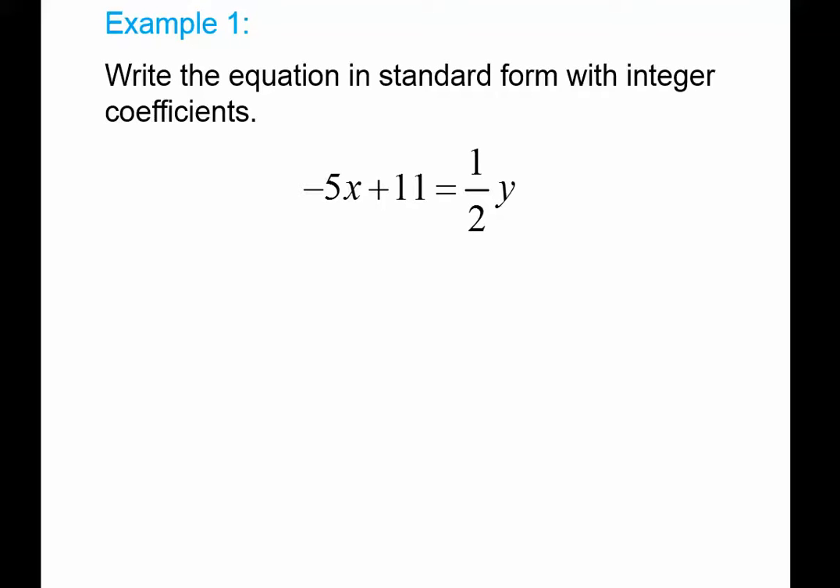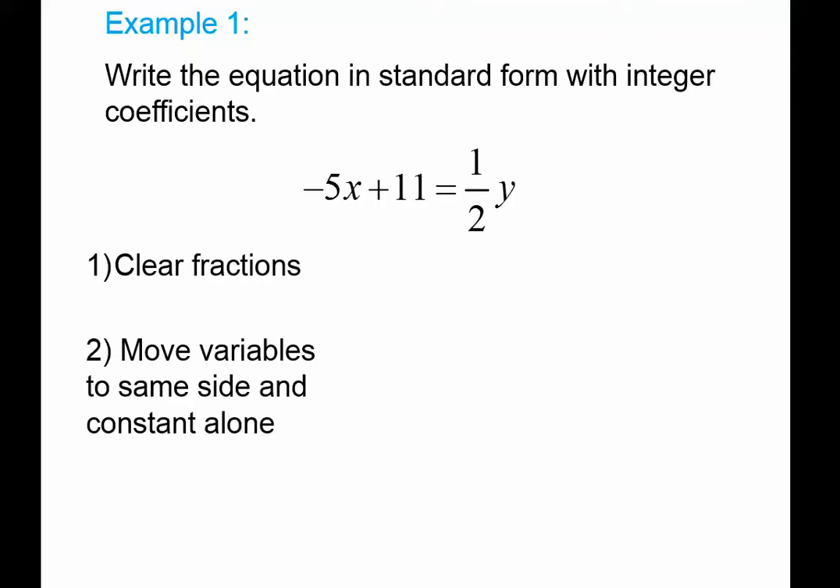So first thing we're going to do is clear fractions. If we have any fractional coefficients, we're going to change those fractions. I'll show you how to do that in a second. After that, we'll get the variables on the same side, and we'll get the constant by itself. And you basically just do whatever it takes to do that using the algebraic properties that you're already familiar with. So just some basic algebra.